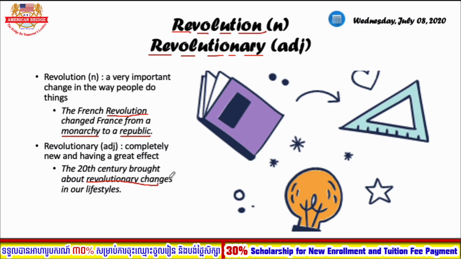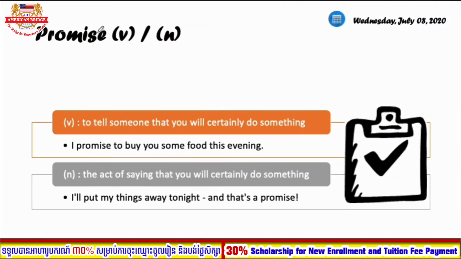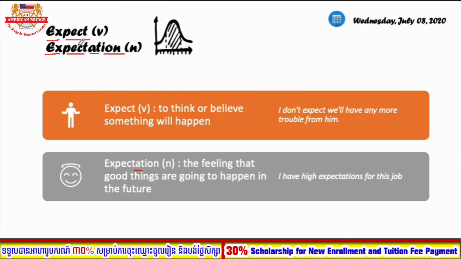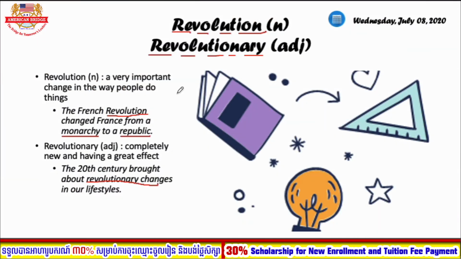So if you look at the word revolutionary here, it functions as an adjective and it modifies the word changes. Okay, so all of those words, everyone, let's recall them. We have the word promise, we have the words decide and decision. We have the words expect and expectation. We have the words revolution and revolutionary.